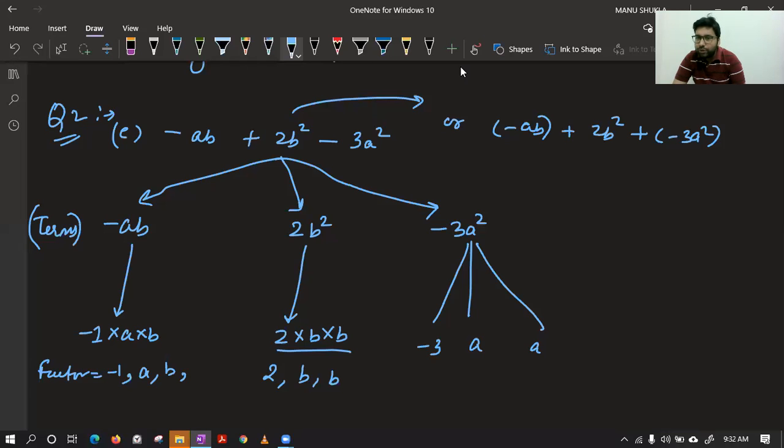Sir, factor of 2b can be 2b also. Yes, beta, that is what I'm saying, na? In the book, they have not covered all the factors. They have covered normal 3 or 4 factors which are visible only.